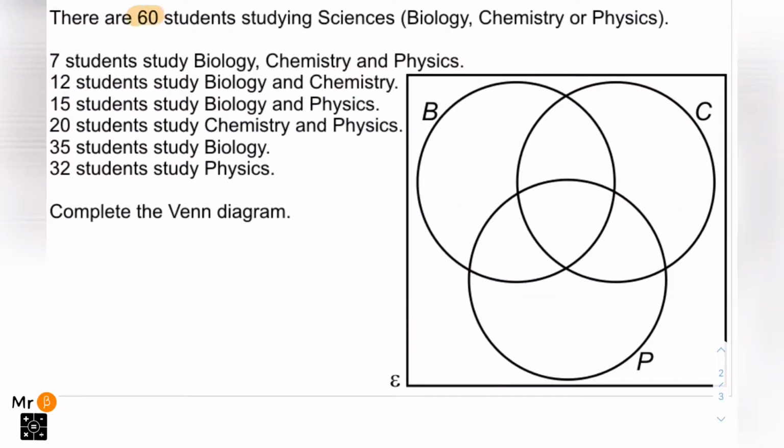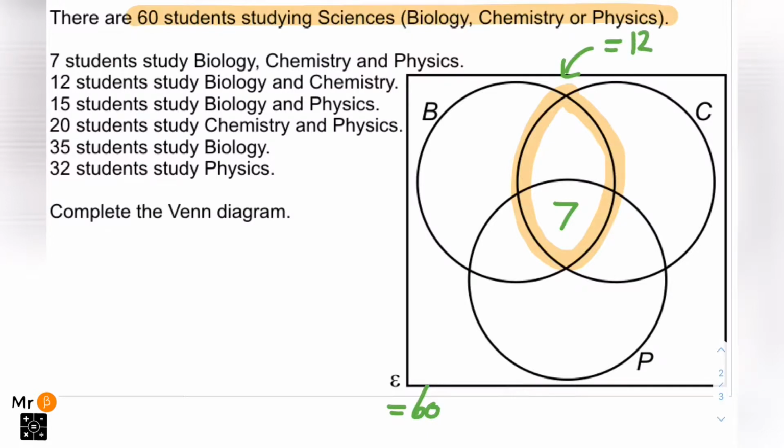Our final question. Again, it tells you there's 60 students studying one of these sciences. So we've got a total of 60 that we've got to make sure it adds up to. We know that 7 students study all 3. So therefore that must go right in the centre of our triple Venn diagram. It then tells you that 12 students study biology and chemistry. So you know this section here, which is both biology and chemistry, must equal 12. We've already got 7 in the middle, therefore there must be 5 which study biology and chemistry only.